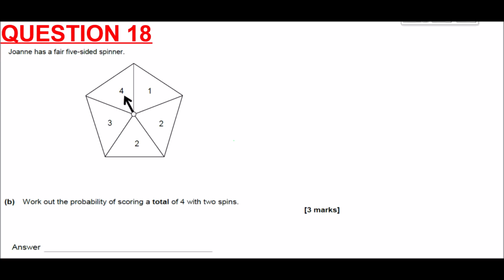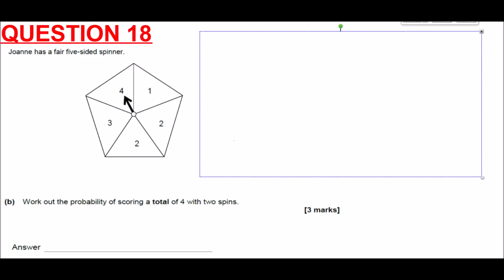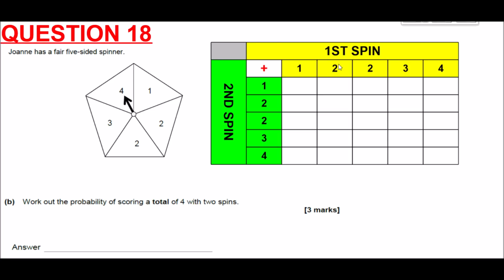Part B is a bit harder. What we need to do for part B is to work out the probability of scoring a 4, but this time we're talking about 2 different spins. The best way to consider this one, I'd suggest, would be to do a probability space diagram and think of it as a table. Your first spin combined with the second spin.